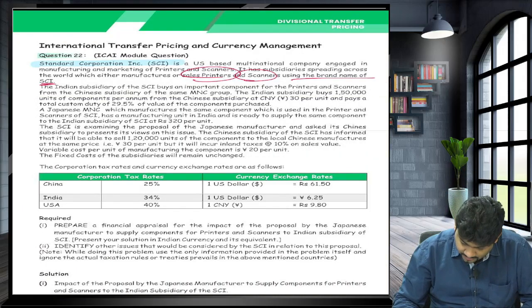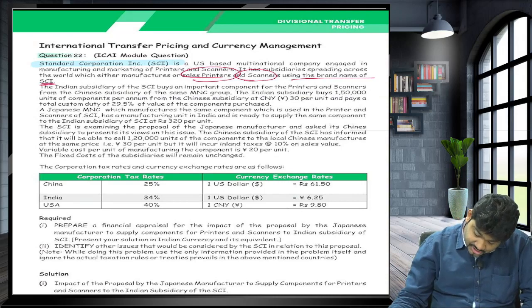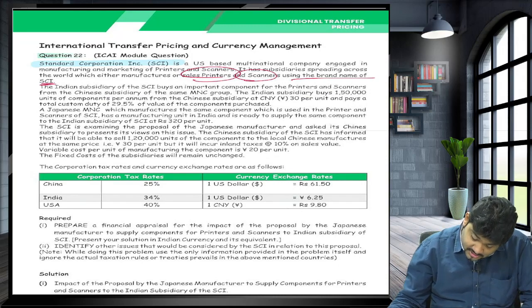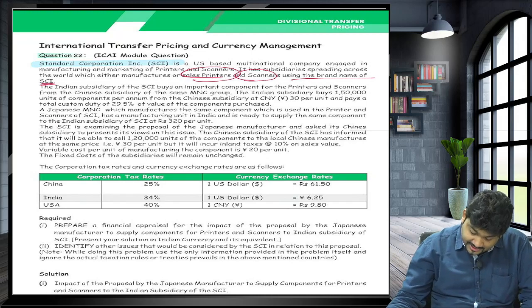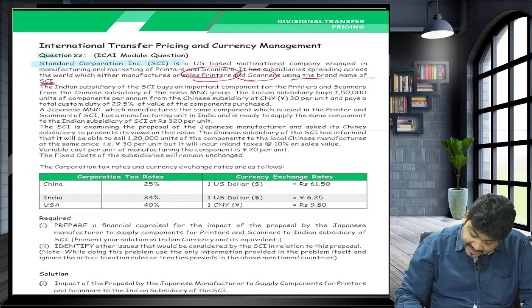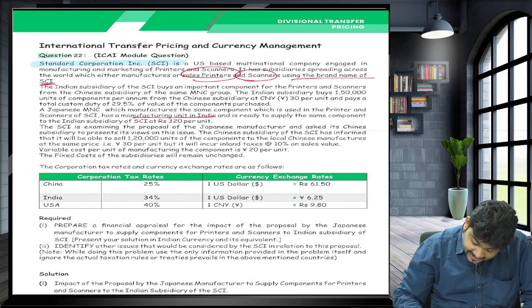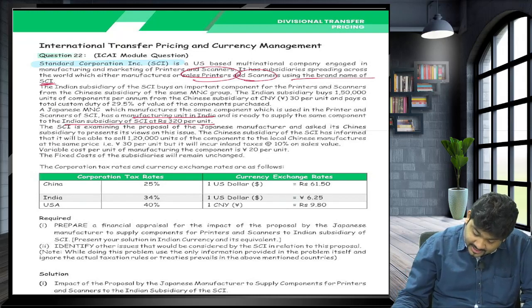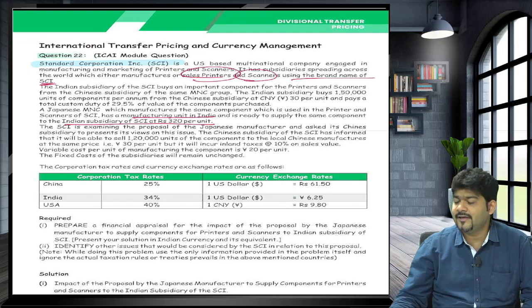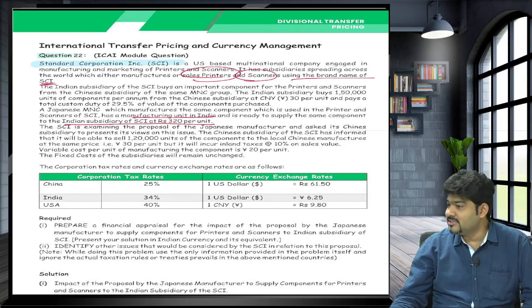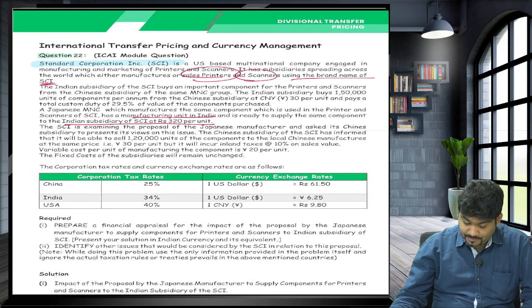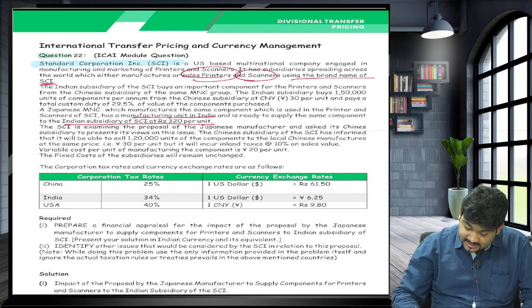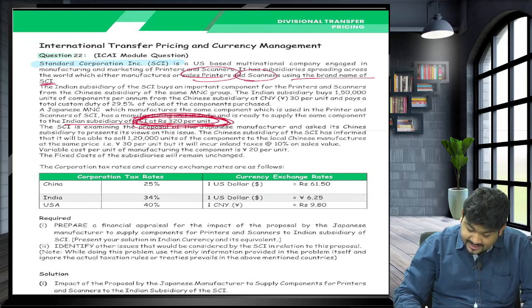Yes, alright. A Japanese MNC which manufactures the same component which is used in printer and scanner of SCI has a manufacturing unit in India and is ready to supply the same component to the Indian subsidiary of SCI at 320 per unit. What they are trying to say? Can I say substitute value is available? The person is a Japanese MNC, but he is ready to sell it to India at Indian rupee. See, rupees 320. So Indian rupee, correct?